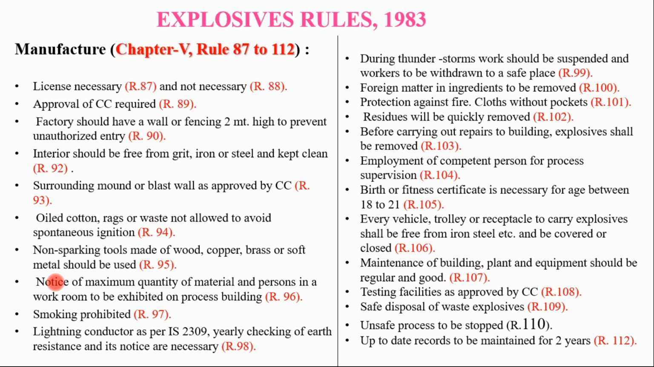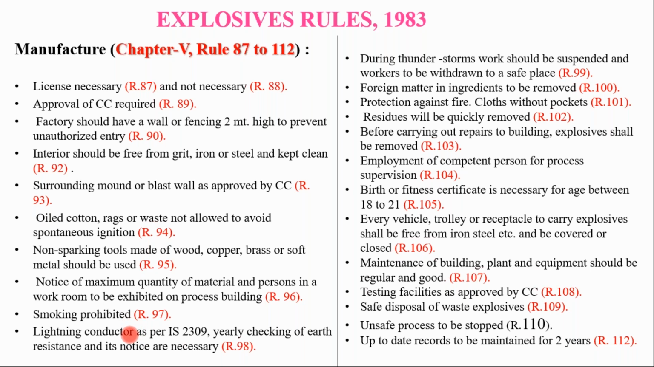Then rule 96 is related to the notice of maximum quantity of material and persons in a workroom to be exhibited in a process building. So it is related to the maximum quantity and persons. Rule 97 is related to the smoking prohibition. We have already discussed that smoking is prohibited in that area to avoid the explosion.